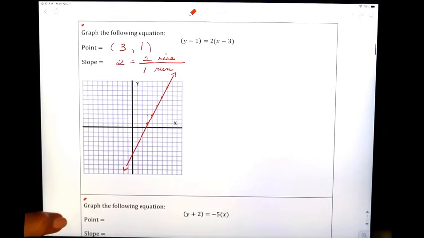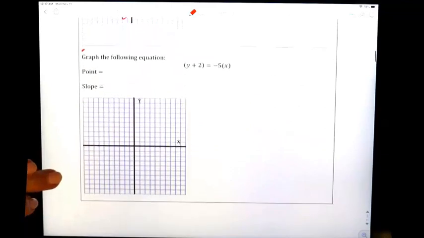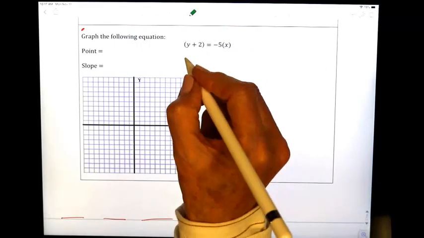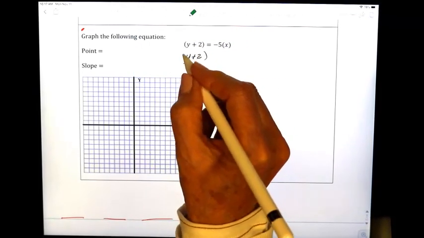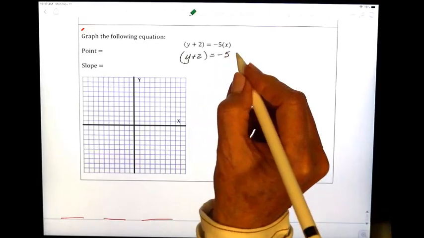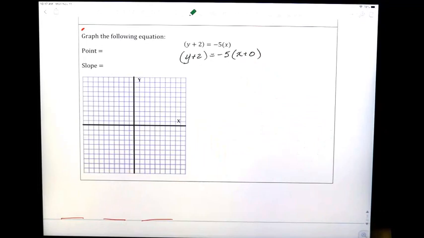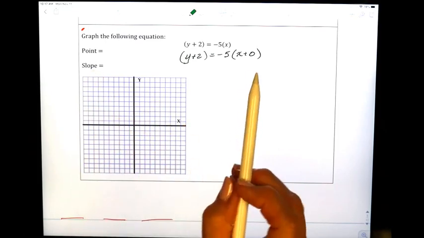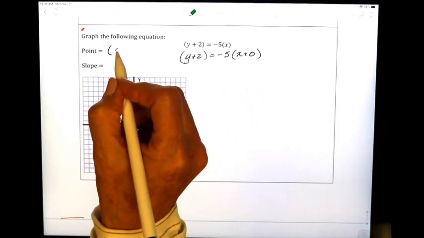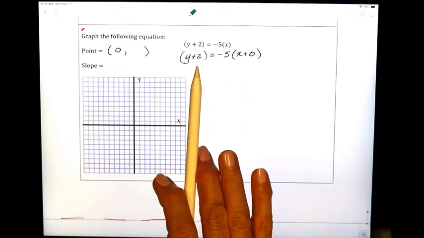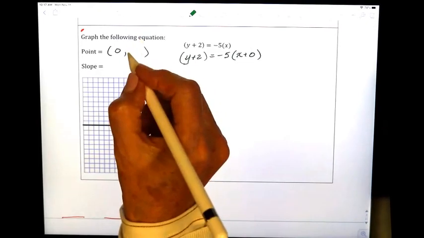And one more, I wanted to show you this last one because you actually need to do a little bit of rewriting on this one. Because here you only see an x, you don't see another number. So I'm going to think of that as an x plus 0. So when you have a missing number, just insert a 0 there so that you will have another coordinate for your point. So let me pick up the x coordinate for my point, which is going to be 0, which is neither positive nor negative. And I'll go to the y coordinate and again use the opposite sign, so that's going to be a negative 2.